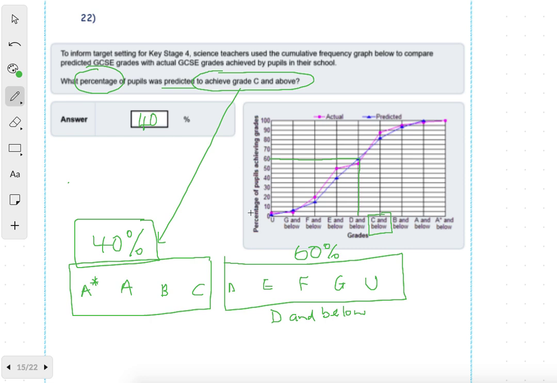I would actually recommend you write out the grades A star through to U and section it off like this, and I think you'll find it a lot easier. It'll make sense to you as you're doing it, and you've got the time in the second section to do that.